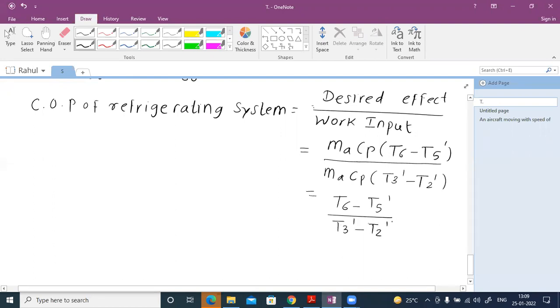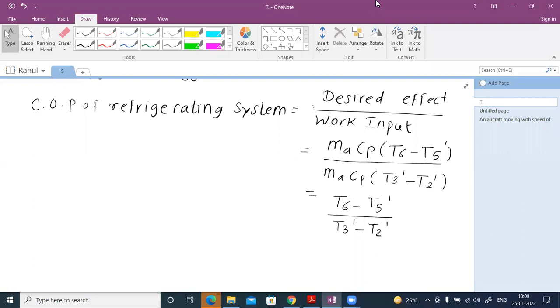This is the important term. Why have we done this analysis? Because we need to calculate COP. So it is T6 minus T5 dash upon T3 dash minus T2 dash. Is that okay with this one? All of you, is that okay?